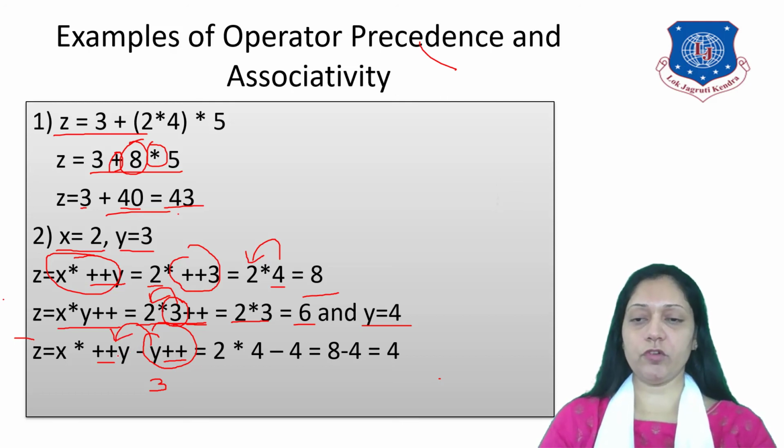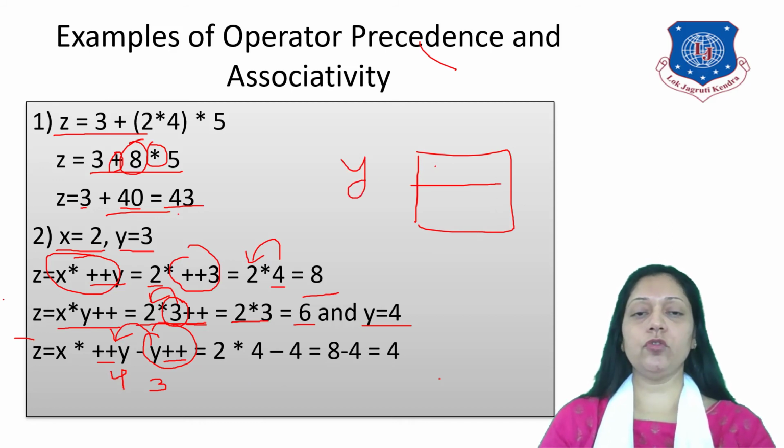Right to left evaluation would be done. Now we have ++3. It is a prefix notation, so ++3 will become 4. So the y value is 4. Now here the y value is 4 and in the other place the y value is 3, which is not possible. In memory we have y stored, but it cannot have two different values, 4 and 3. The latest value would be considered for evaluation of the mathematical expression. So this 3 will also now become 4.